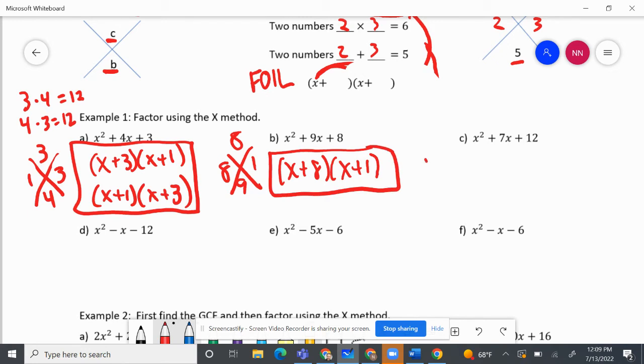So letter C, once again, we're looking for two numbers that when we multiply them together give us 12, and they add up to 7. So two numbers that multiply together give us 12 and add up to 7 would be 4 and 3. So what we would have is x plus 4 and x plus 3.